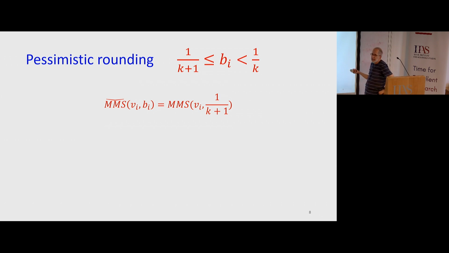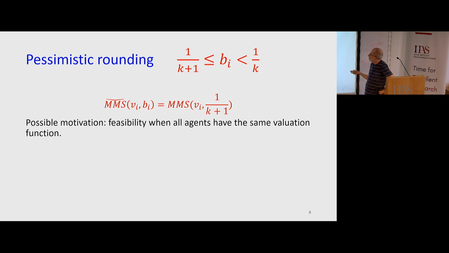What would be a motivation behind such a definition? One thing that's nice about the MMS, max-min share, is that if all agents have exactly the same valuation function, the MMS is a feasible share. Each agent can get the MMS value. You do this MMS partition into n parts. Each agent is willing to take any one of the parts. So you can hope that the same thing would happen here, that if you do this rounding down, then you get a share that is feasible, at least in the special case in which all agents have the same valuation function.